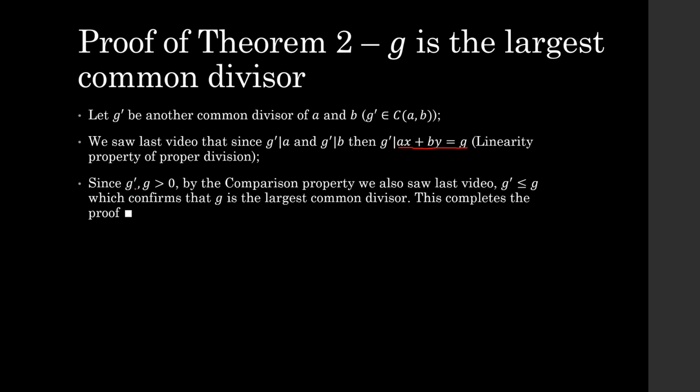So since G dash and G are both bigger than 0, by the comparison property, which was another thing that I asked you to prove, we also saw last video that G dash is smaller than or equal to G, because it also divides G here. So that confirms that G is the largest of the common divisors, because any other common divisor would either be equal to G or smaller than G. And that completes the proof.